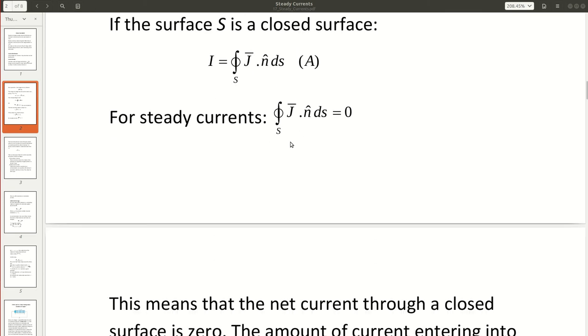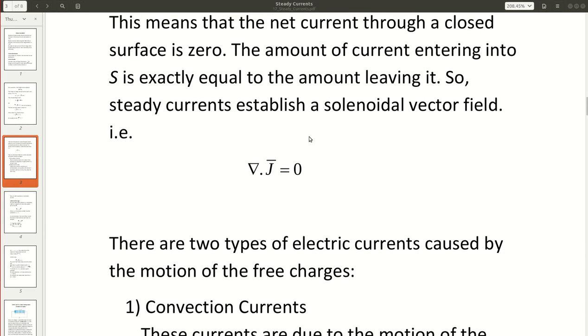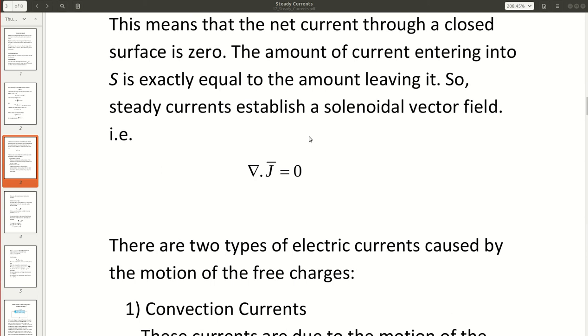For a steady current there is no change, so the closed surface integral should equal 0. This means that the net current through a closed surface is 0. The divergence of J is equal to 0.